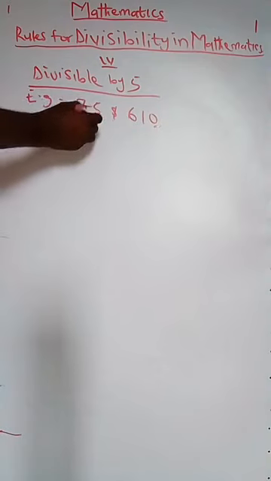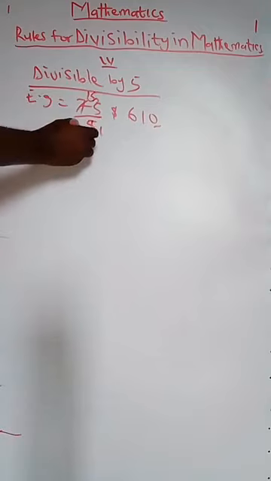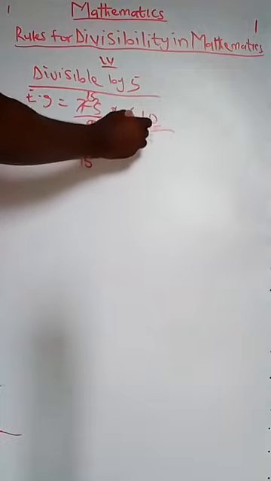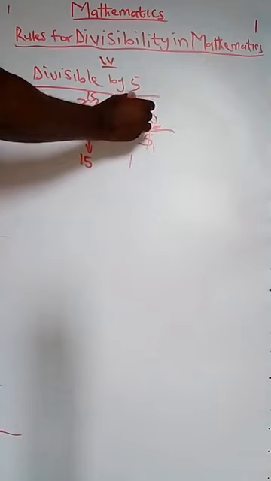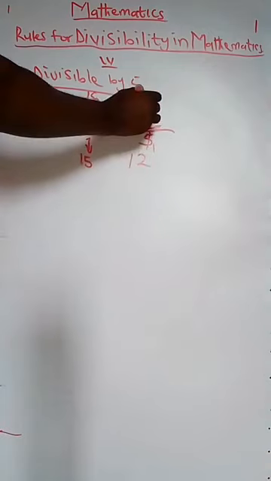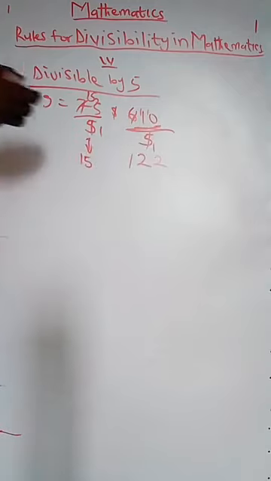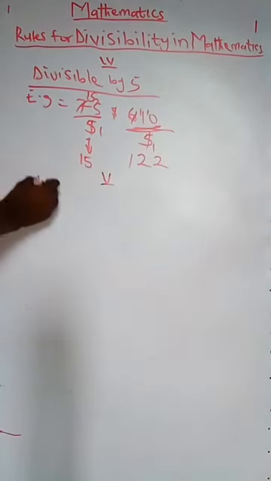Let's check. 5 here, 1. 5 in 7, 1. Remainder 2. 5 in 25, 5. So this is 15, right? Let's check this one. 5 in 6, 1. Remainder 1. This is 11. 5 in 11, 2. Remainder 1. 5 in 10, 2. Right? So this is 122. So that's how to determine if a number is divisible by 5. Now let's go to the next one. 5.